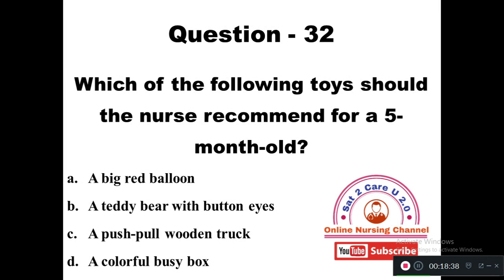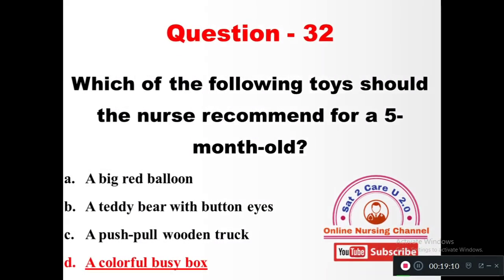Question number 32. Which of the following toys should the nurse recommend for a 5-month-old baby? Option A, a big red balloon. B, a teddy bear with button eyes. C, a push-pull wooden truck. Option D, a colorful busy box. For a 5-month-old baby, the toy that can be suggested is a colorful busy box.